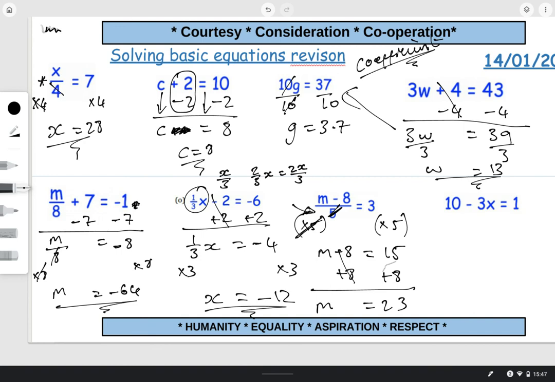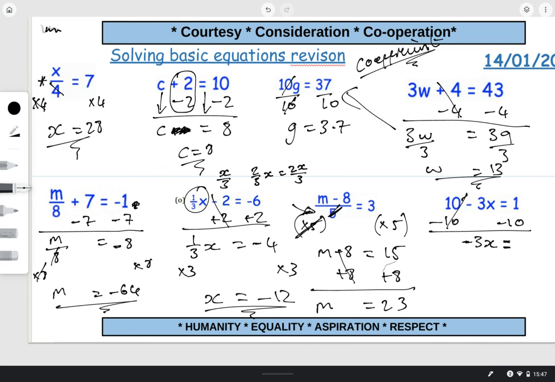Okay, last one, guys. Now a lot of students get confused when the letter is not in its conventional place at the start of the question. So don't get confused, guys. First thing I have to do here, get rid of the 10. Okay, so this is a positive 10, so minus 10 on both sides. Okay, so this cancels out. I'm left with negative 3x. Okay, some students, they just write positive 3x, but it's actually negative 3x. Okay, don't forget the sign.